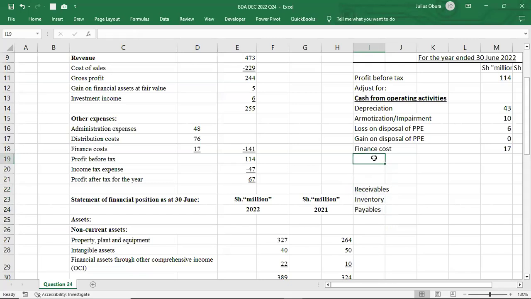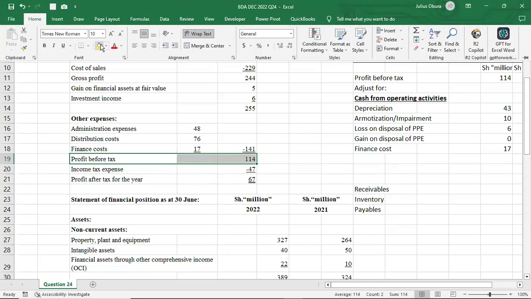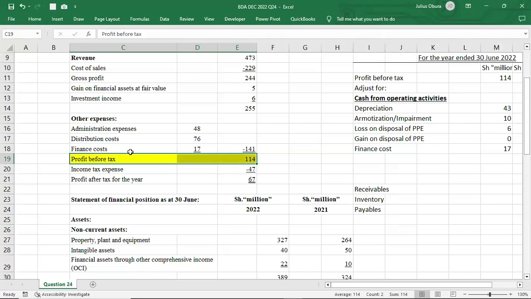Okay. So let's just do a cross-checking. So here's our profit before tax. Let me give it a yellow fill. All right. So we go up. Finance cost, done. We have adjusted for it. Distribution cost, we have said we don't touch on that. Admin, ignore. Investment, we have adjusted. No. Investment, we haven't adjusted. Yes, we need to adjust.